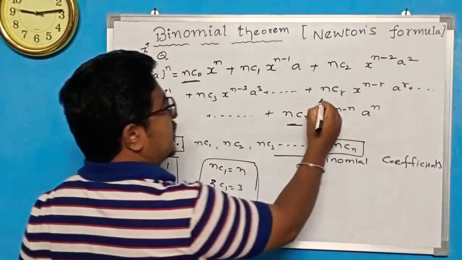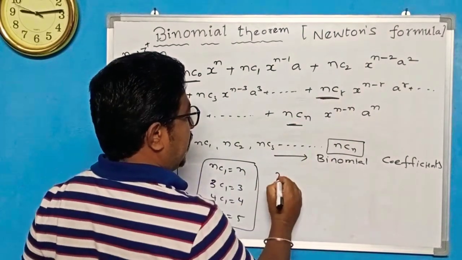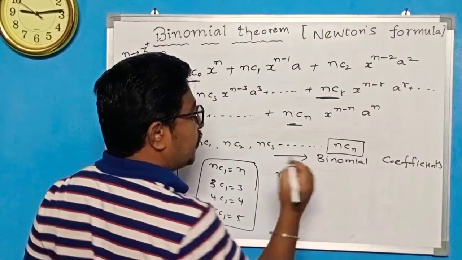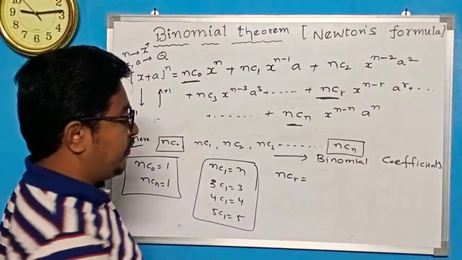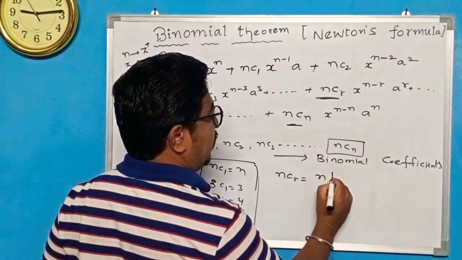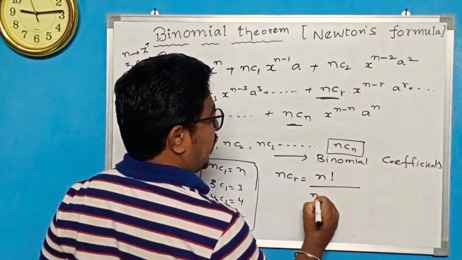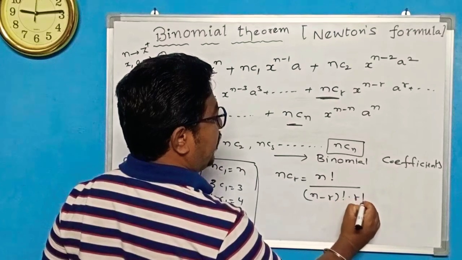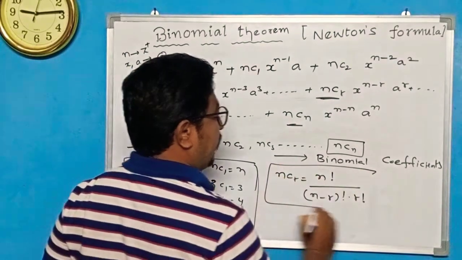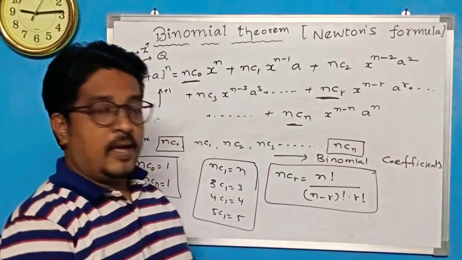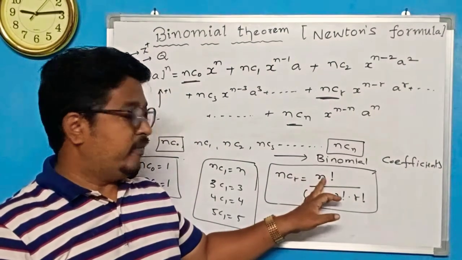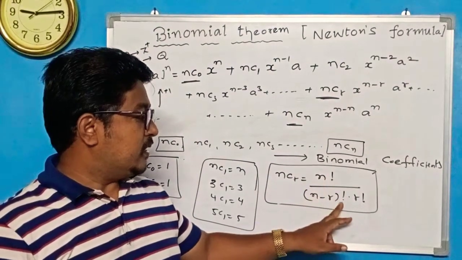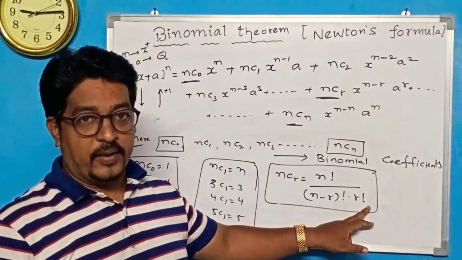Here nCr, we have one formula for nCr. That formula is n factorial by (n minus r) factorial into r factorial. This is the formula. What is the nCr formula? nCr is equal to n factorial by (n minus r) factorial into r factorial.